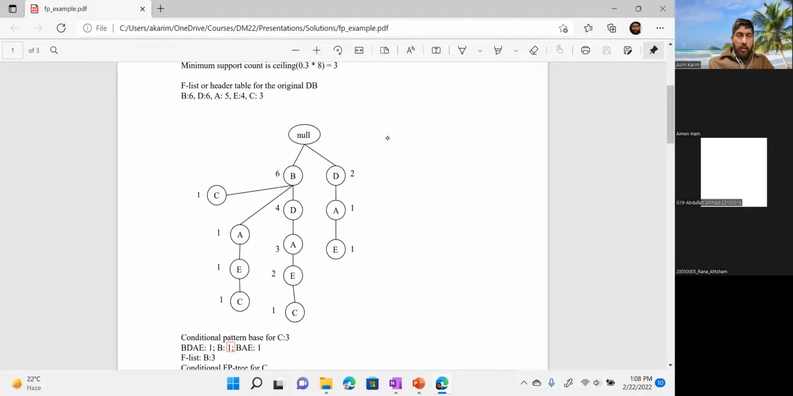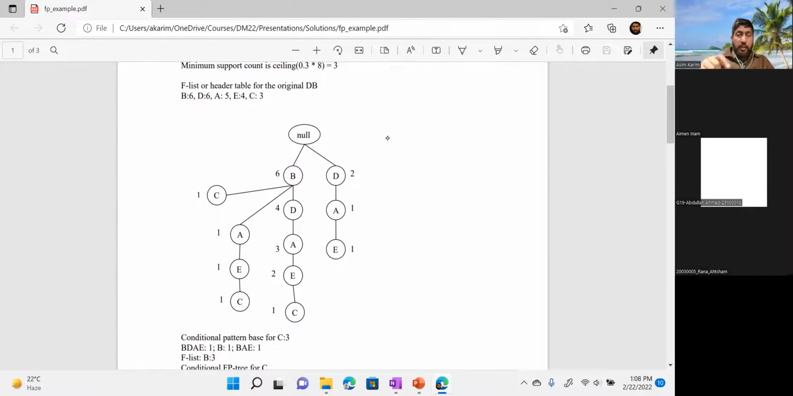So B, C भी आ रहा है, वो भी once है. C नहीं लिखा इसमें. BAEC भी आ रहा है, वो भी 1 है. ठीक है? So now this is the conditional pattern base for C. C का count 3 था, which is frequent.